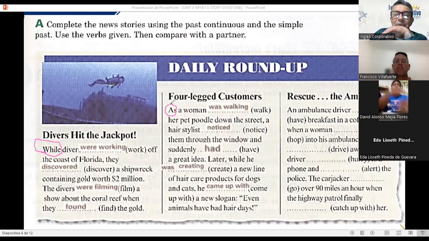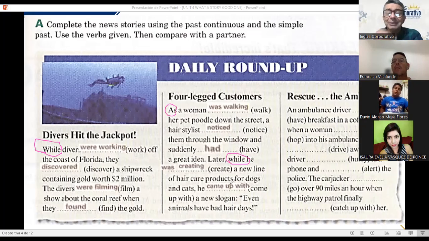Look over there when we use he was creating. What is the word that precedes the subject pronoun? While. And the rest of the words that are missing over there, almost 99% they will be in the simple past.